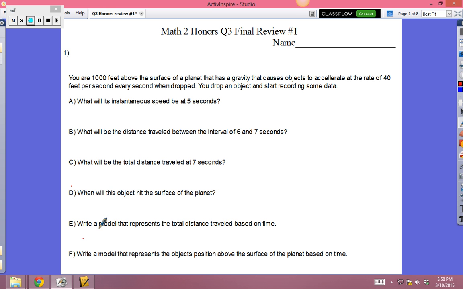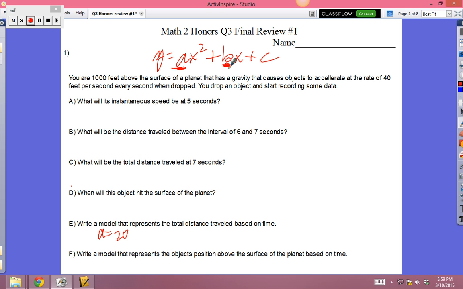So let's do E and F first. E, write a model that represents the total distance traveled. Okay, acceleration, gravity, this follows a quadratic model. Your quadratic is y equals ax squared plus bx plus c. And what we found in these situations is a is going to be 1/2 of the acceleration rate. So a is equal to 40 divided by 2. A is 20.